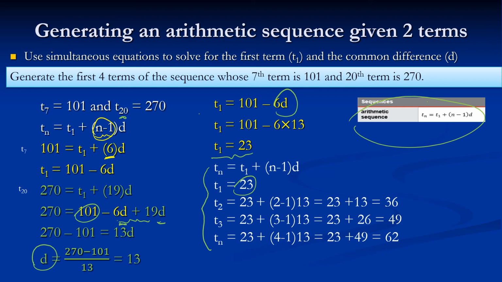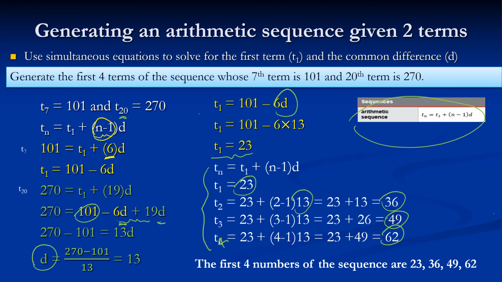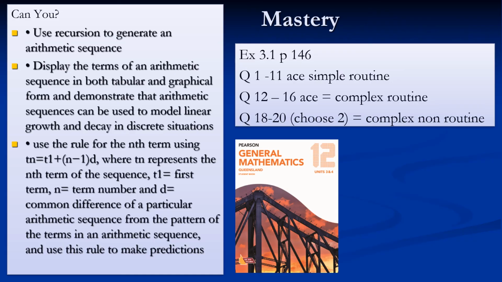So the first term is 23. I know that the common difference is 13. So it's just 23 plus 13 is 36 for the second term. 36 and 13, 49 for the third term, and the fourth term should be 62. So my answers are, the first 4 numbers of the sequence are 23, 36, 49 and 62.